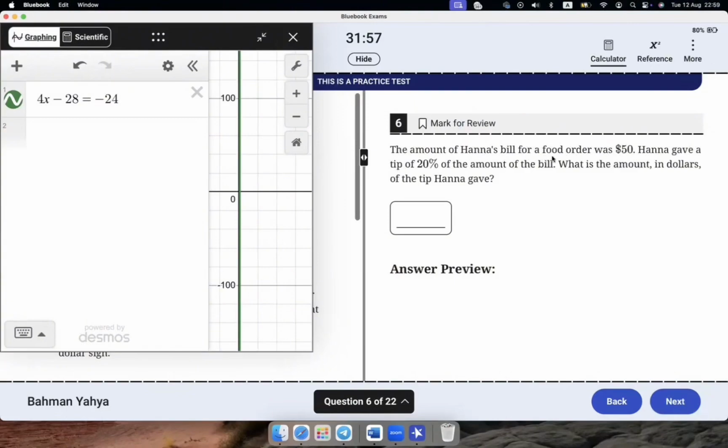The amount of Hannah's bill for the food order was $50. Then she gives a tip of 20% of the amount of the bill. What is the amount in dollars of the tip? So we are just calculating the tip that we pay. So it is 20% of the 50. If you just type it into the decimals, 20% of 50, it is 10.